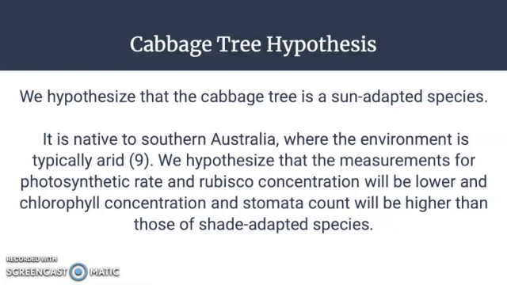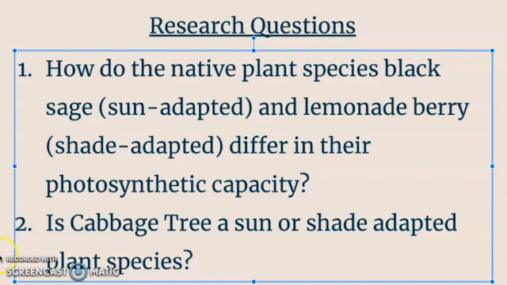We also hypothesized that the measurements for the photosynthetic rate and rubisco concentration will be lower, as the chlorophyll concentration and stomata count will be higher than those of the shade-adapted plant species. Our driving research questions are: how do the native plant species, black sage and lemonade berry, differ in their photosynthetic capacity, as well as, is cabbage tree a sun or shade-adapted plant species, based on the information from the data of the lemonade berry and black sage plants we measured before?